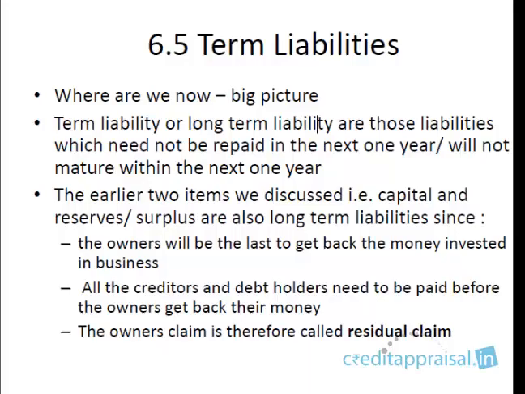Welcome back. We are now in segment 6.5, and in this segment we'll be discussing term liabilities. Please recall our earlier discussions where we have discussed a few terms under the liability section. Please see the big picture. Where are we exactly right now? We are discussing the balance sheet.